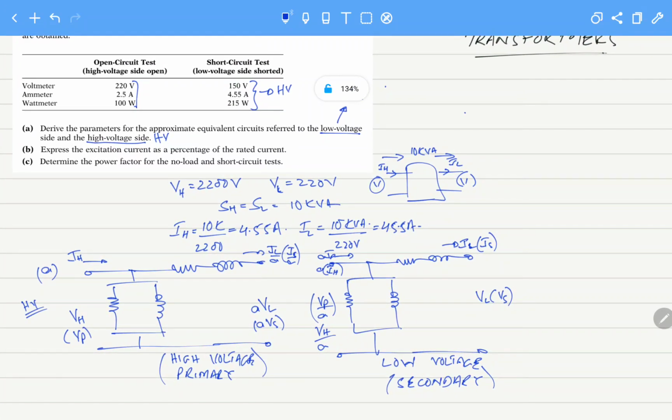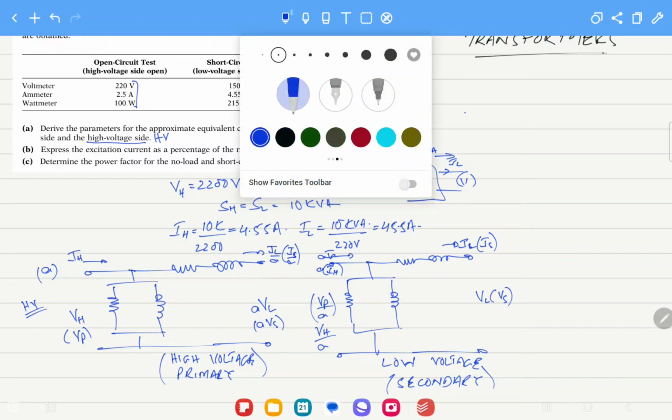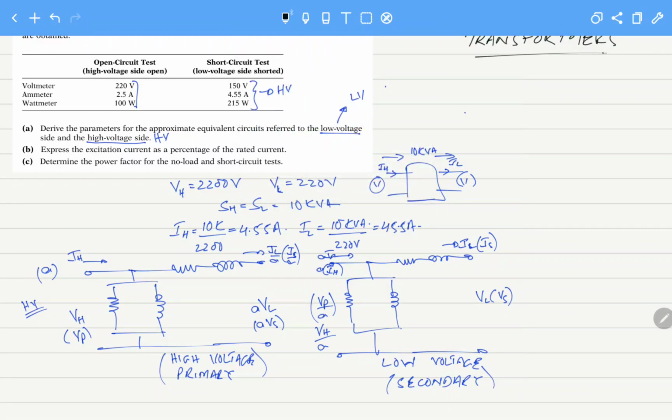Now if we look at our circuit, the open circuit test is with the high voltage side open and the low voltage side excited. So the open circuit test will give me parameters when our system is reflected towards the lower voltage side. So these parameters, when I calculate by open circuit test, I will get these values, and then I have to reflect them to this circuit. For the short circuit test, I will calculate these two values.